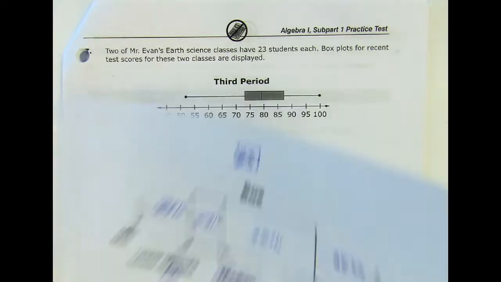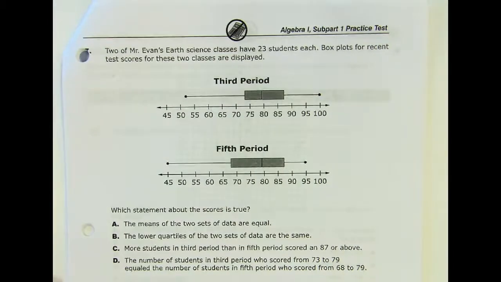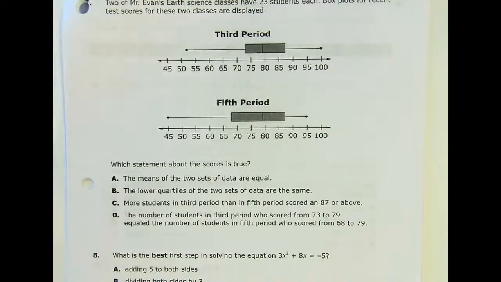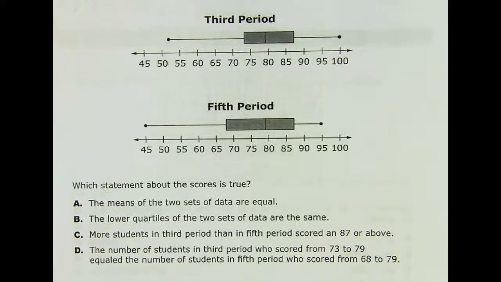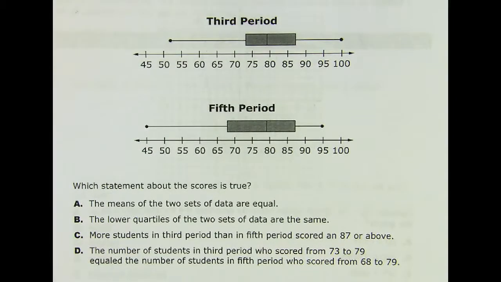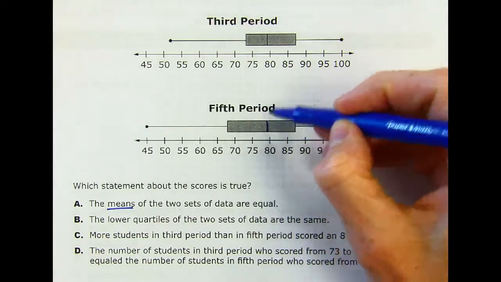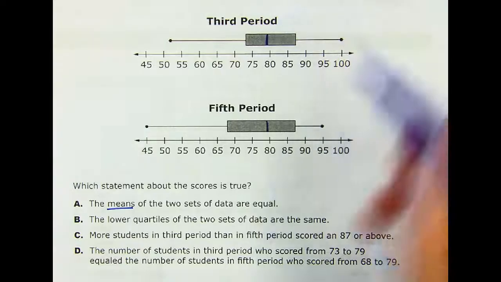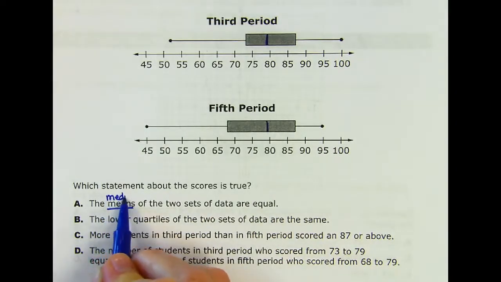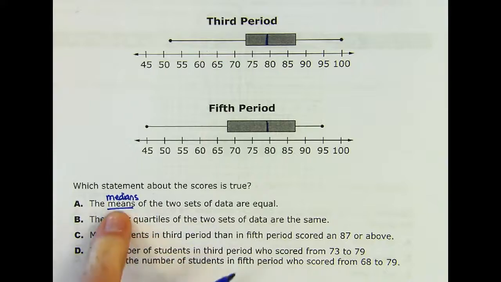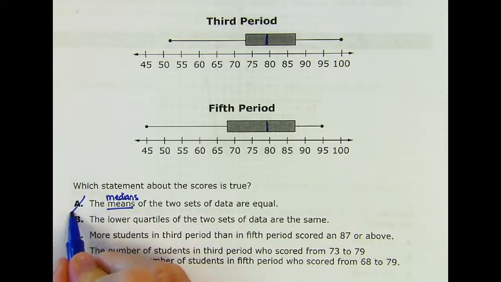So now let's look at each statement and figure out which statement is true. It states, A, the means of the 2 sets of data are equal. Well, remember, a box plot tells you nothing about the means. So here is the median, here is the median. The medians are equal, but not the means. But it does not say medians, it states means. That is an incorrect statement.